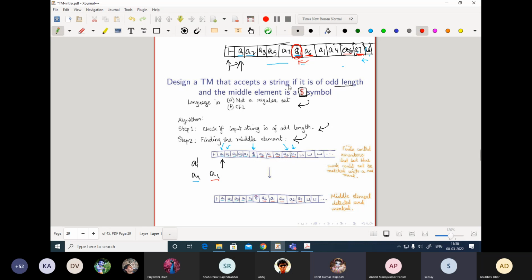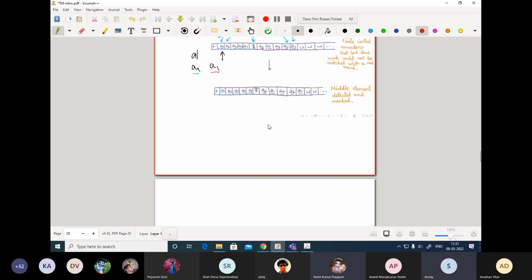Now once you have identified the middle element, what remains is to check whether it is the dollar symbol or not. And this checking, since sigma or gamma are finite sets, you can do in your finite control as well. You can have a special state that checks whether the symbol is a dollar symbol or not. If it is a dollar symbol, then you go into the accept state. Okay, any questions?